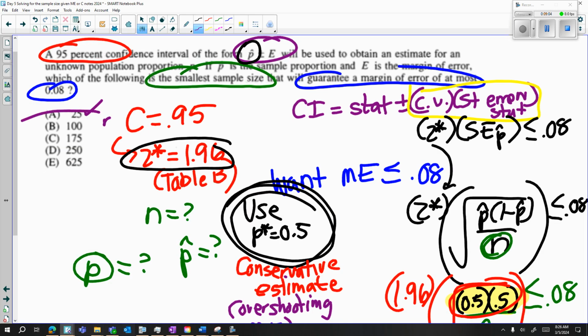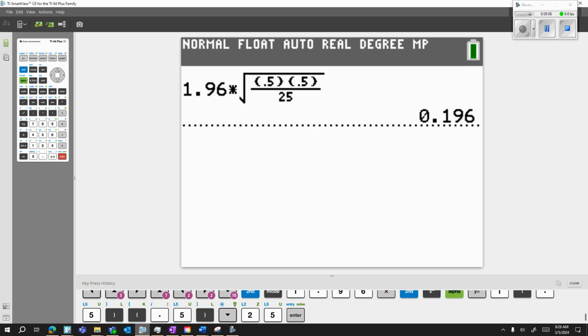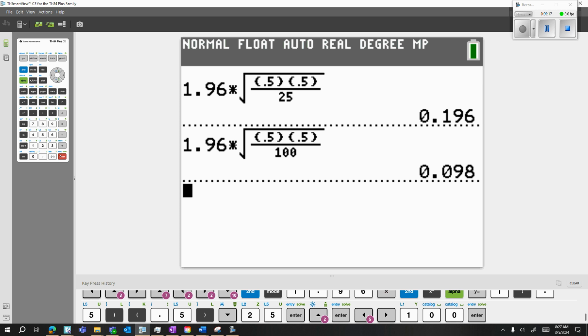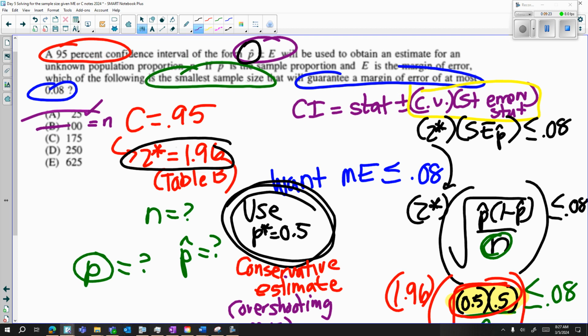Now I'm going to plug in choice B, plug it in for n. The nice thing is you could just hit up, hit enter, reselect the last entry, and then type over the 25, typing in 100, and seeing what you get. You see it's not quite less than 0.08? Close, but no cigar, right? That's what they say.